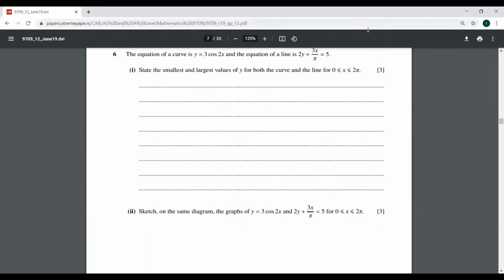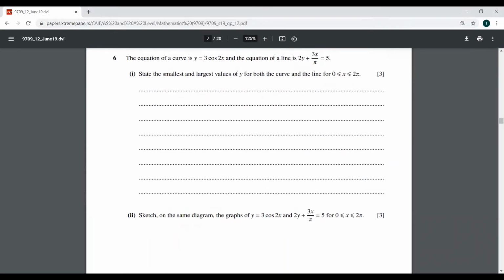It says the equation of a curve is y equal to 3 cos 2x, and the equation of the line is 2y is equal to 3x over pi plus 5. State the smallest and largest values of y for both the curve and the line for 0 to 2 pi. In this curve, the values of y depend on the angle x. Because of this 2x, this would be going from 0 to 4 pi, so there would be 4 revolutions.